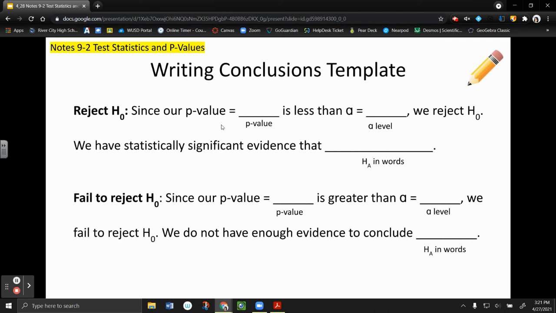So notice in both cases, we're stating the p-value, the alpha level, and the alternative hypothesis in words. However, the difference is we're either rejecting or failing to reject, and either we have statistically significant evidence or we do not have enough evidence to conclude whatever the alternative is. We never accept the null hypothesis, because remember, the null hypothesis is what we're already accepting to be true. We either reject or fail to reject it.